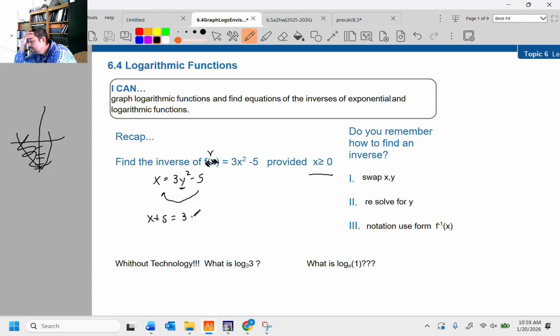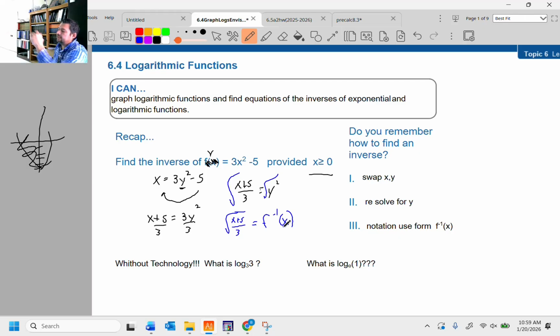X plus 5 is thrice y squared. Now we're going to divide by 3. So x plus 5 all over 3 is y squared. The opposite of squaring is a square root symbol, right? So the square root of x plus 5 over 3 is my y value, and I'll just go ahead and say that is the inverse of f of x.